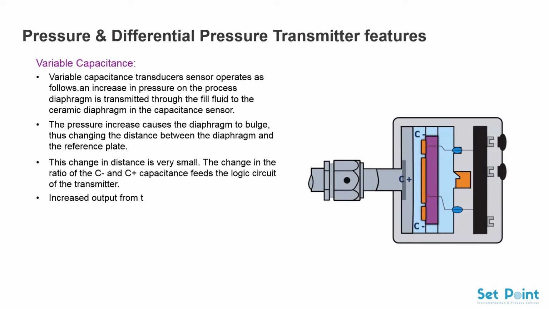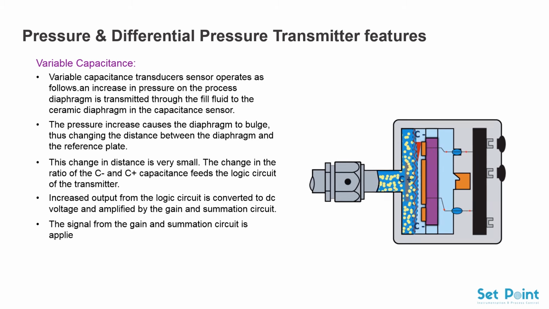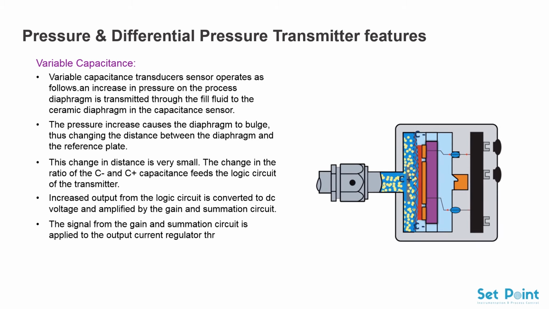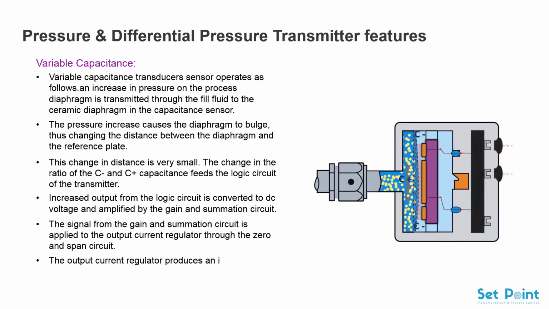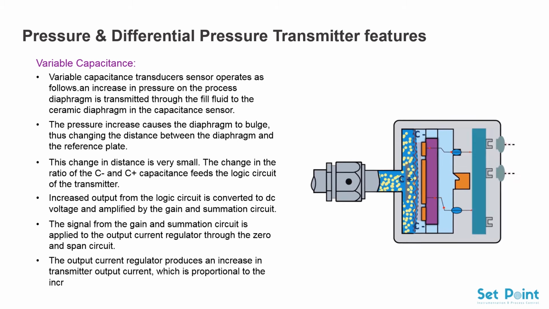Increased output from the logic circuit is converted to DC voltage and amplified by the gain and summation circuit. The signal from the gain and summation circuit is applied to the output current regulator through the zero and span circuit. The output current regulator produces an increase in transmitter output current, which is proportional to the increase in process pressure.